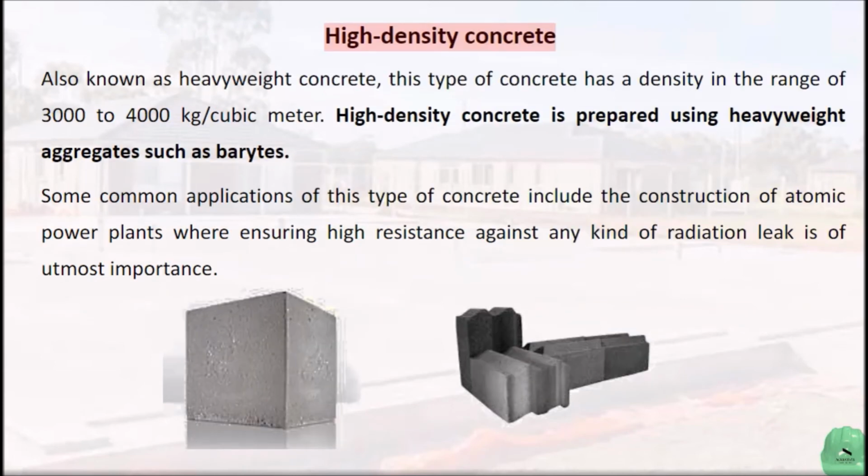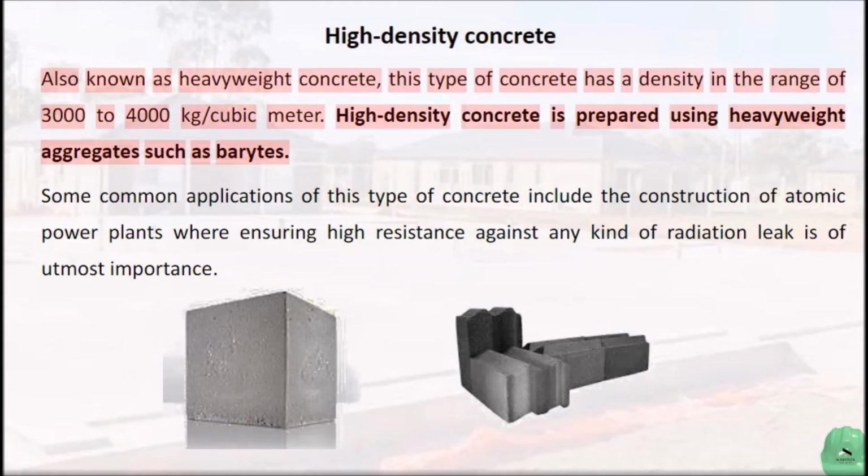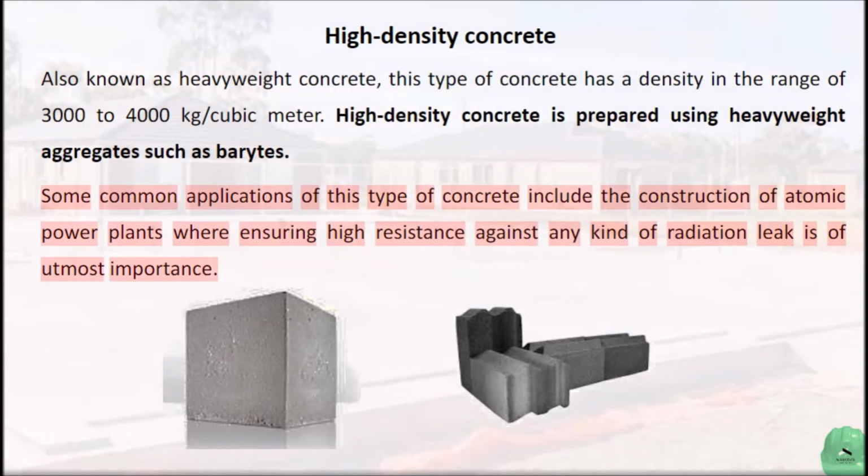High-density concrete, also known as heavyweight concrete. This type of concrete has a density in the range of 3,000 to 4,000 kilograms per cubic meter. High-density concrete is prepared using heavyweight aggregates such as barytes. Some common applications of this type of concrete include the construction of atomic power plants, where ensuring high resistance against any kind of radiation leak is of utmost importance.